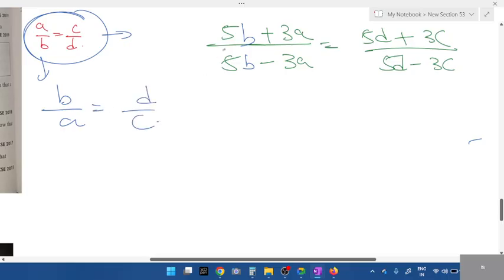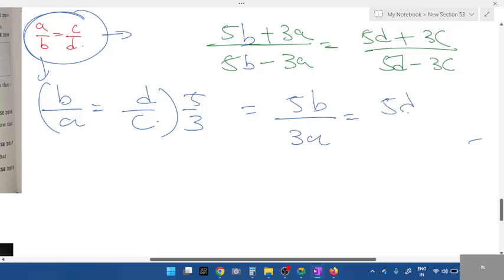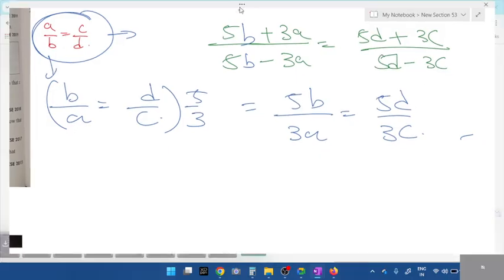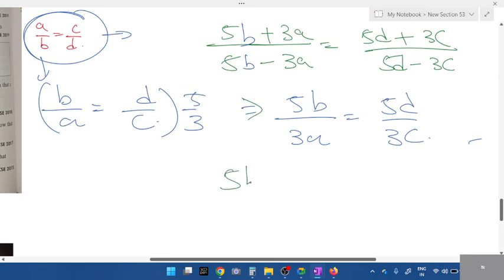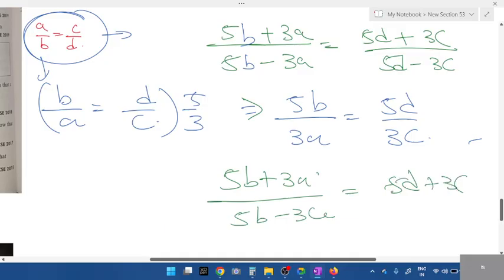Then what do I have to multiply? Both the sides? Correct. Not 5 by 3. Yeah, 5 by 3. So 5b divided by 3a is equals to 5d divided by 3c. We still didn't get the right answer. What's the next concept? Yes, apply componendo dividendo. 5b plus 3a divided by 5b minus 3a is equals to 5d plus 3c divided by 5d minus 3c.